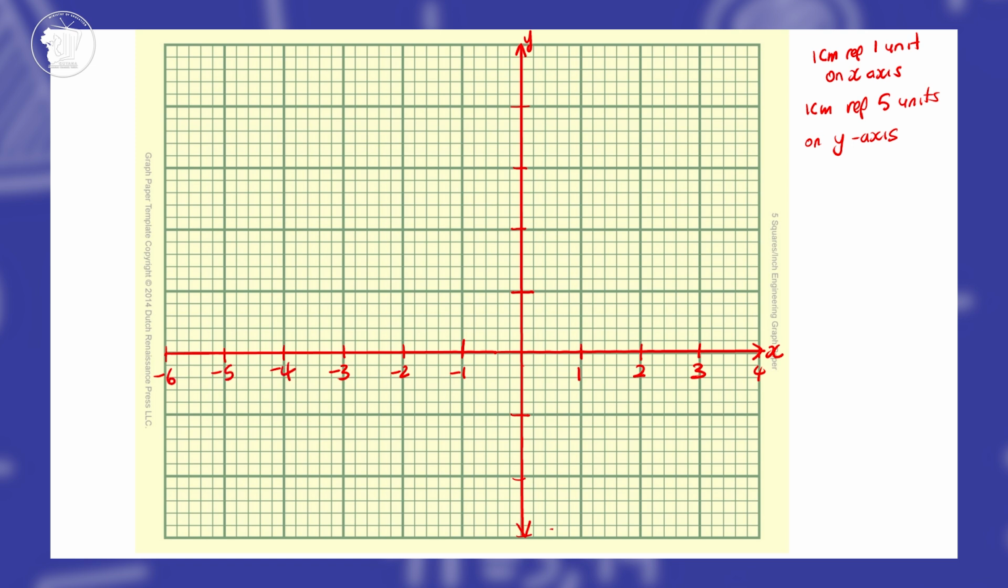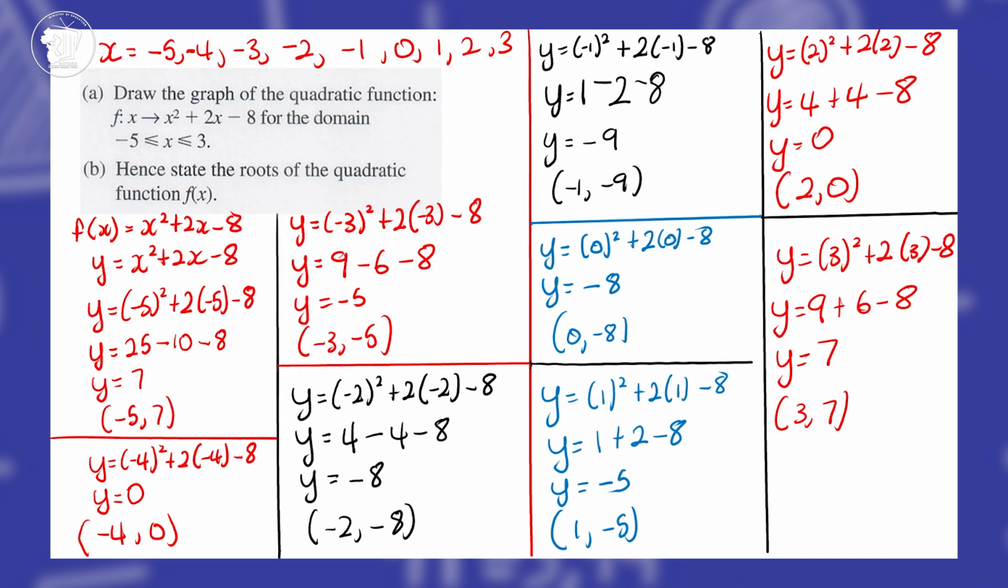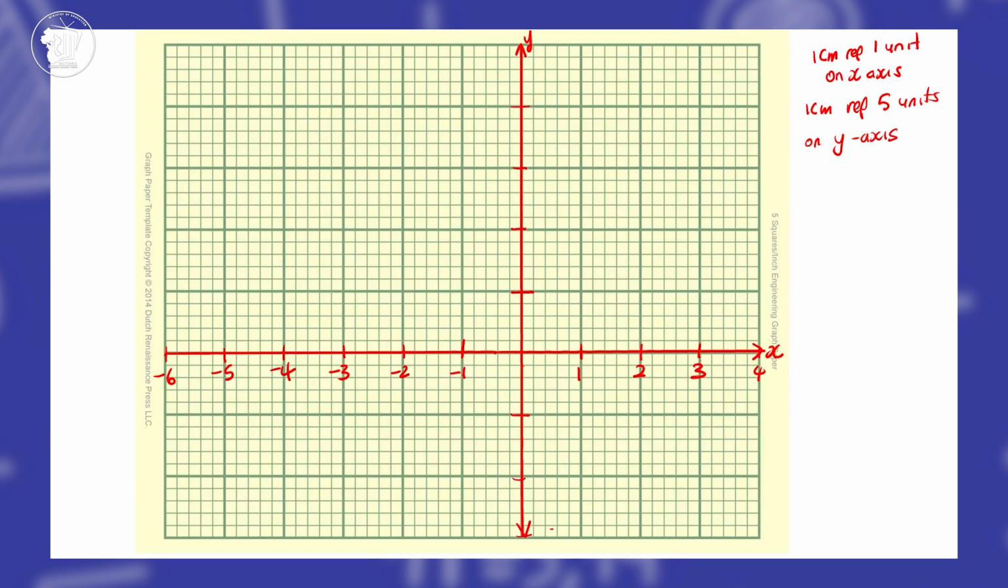And then for the y-axis, to cater for all of the y coordinates, we see y goes from negative 9 all the way to positive 7. So we will let 1 cm represent 5 units on the y-axis. So from here to here would be 5 units. So we'll go 5, and then here would be 10, 15, 20. From here to here would be negative 5, negative 10, and negative 15.